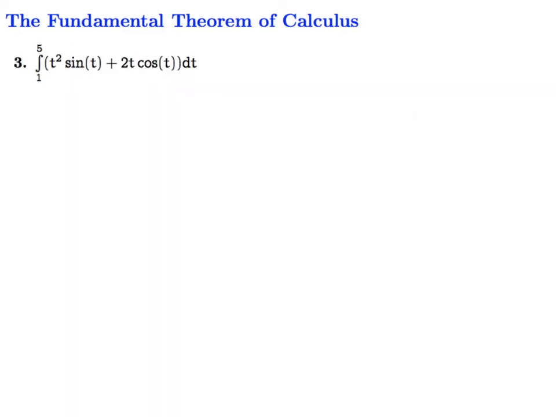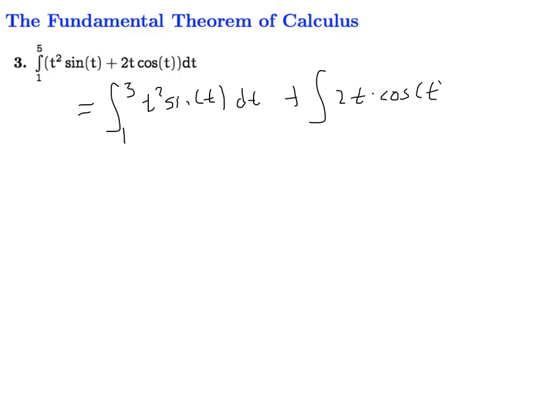So let's try to compute a real integral now. Alright, so let's try to compute the integral of this mess. Well, the first thing I'm going to do is try and break it up into pieces. So the integral from 1 to 5 of t squared sine of t dt plus the integral of 2t times cosine of t dt from 1 to 5 again. And now if I stare at this for a while, I'm going to realize I don't know how to compute these. These are not ones that I know how to compute, and I'm stuck.